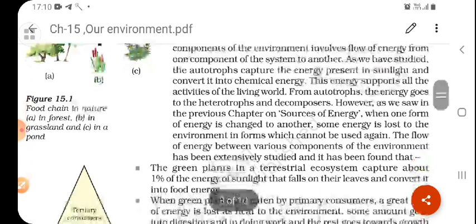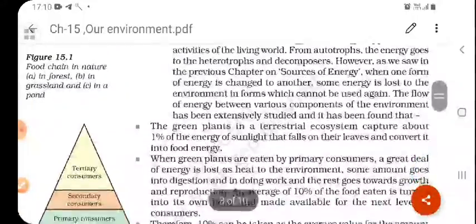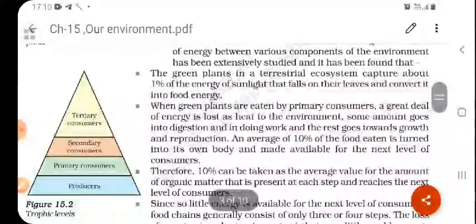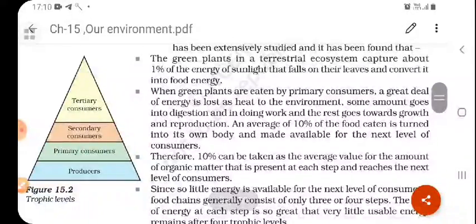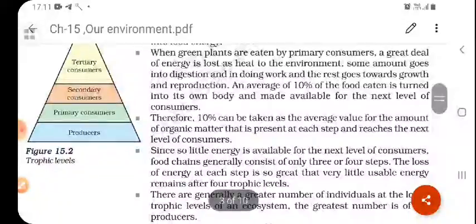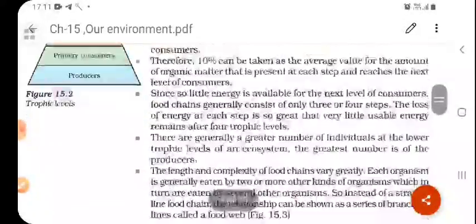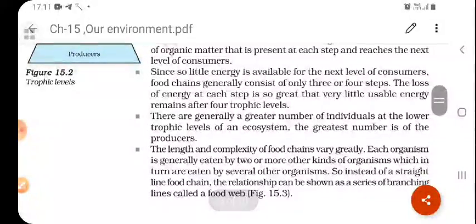What is next is the food web. In this triangle you can see the trophic levels. There are 4 trophic levels: tertiary, secondary, primary, and producers. This is starting from the producers. The energy is going from the primary to secondary and then to tertiary consumers. So here you can understand the food chain by the 4 trophic levels of the ecosystem.